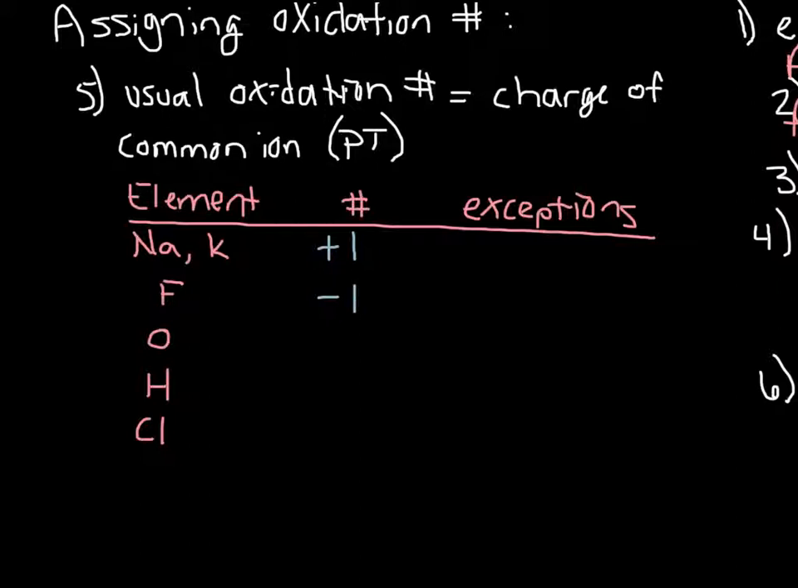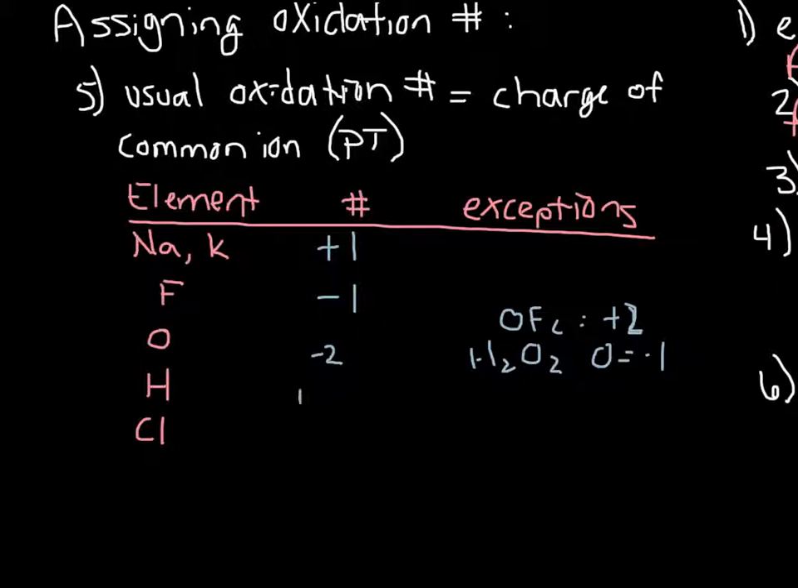Oxygen is usually a -2, but it does have an exception with your peroxides. So when you have hydrogen peroxide, like H2O2, your oxygen is actually going to equal -1. Another example is when you have OF2, your oxygen is actually going to become a +2, and we'll explain why in a little bit in another example.